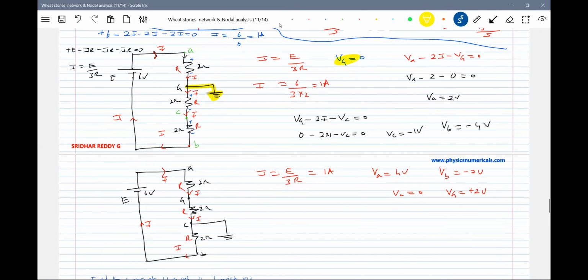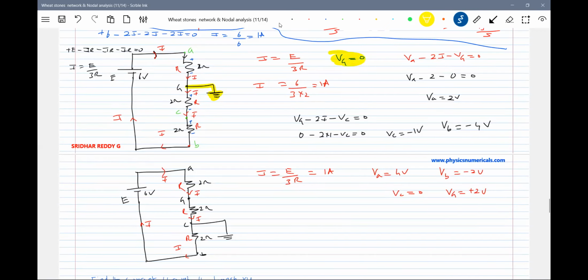When you earth a point in a circuit, the potential of that point where it is earthed should be 0. Then we write the potential difference VA minus 2I minus VG equals 0. Then we are able to define the absolute potential at a point: 2 volt. Similarly, I want the potential of point C: VG minus IR minus 2I minus VC equals 0. I'll solve for VC. I'll get minus 1 volt.